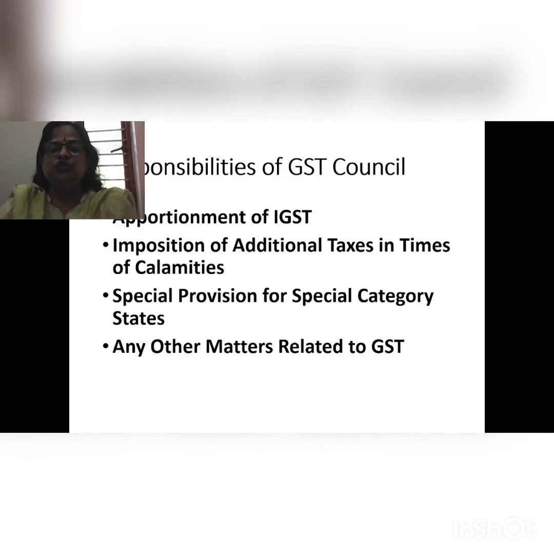Special provision for special category states. You know that northeastern states and hilly states are getting exemptions, special privileges. I told you the usual exemption limit for normal states is 40 lakhs. But for hilly states and northeastern states, the limit is only 20 lakhs. Earlier, before 2019, it was 20 lakhs and 10 lakhs. So, everywhere, special category states are getting some preference. Any other matters related to GST: anything else, if they want to decide, they can do that.